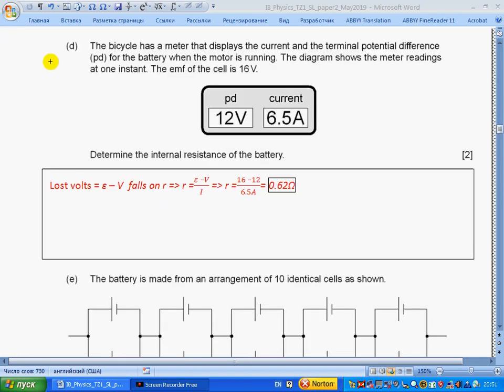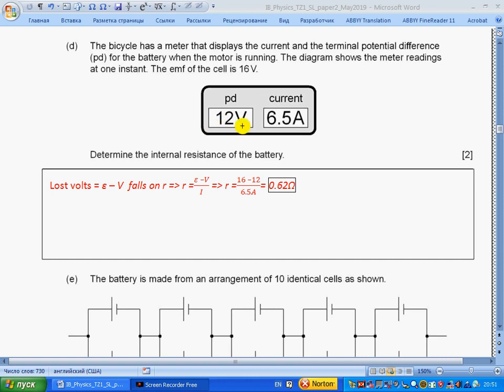D. The bicycle has a meter that displays the current and the terminal potential difference for the battery when the motor is running. The diagram shows the meter readings at one instant. The EMF of the cell is 16 volts. Determine the internal resistance of the battery. So 16 volt is the EMF. Part of this EMF falls on the external resistor. It is what the voltmeter measures.